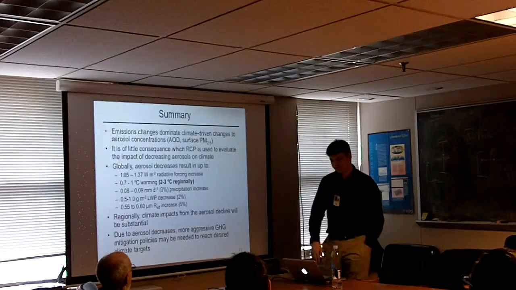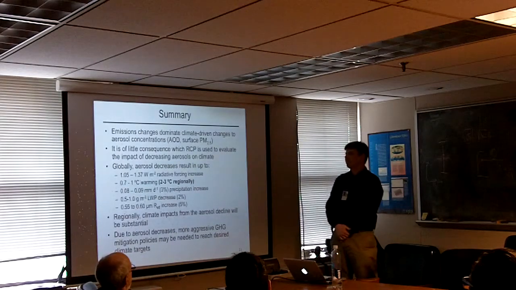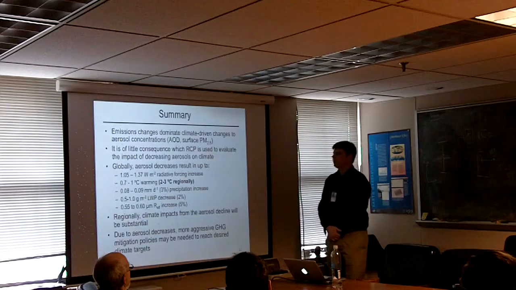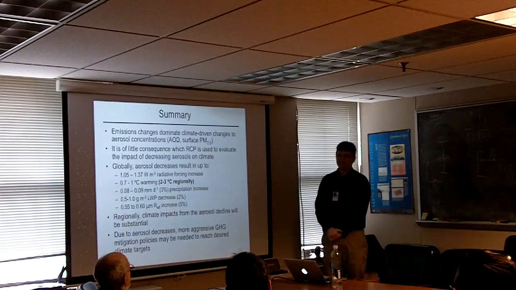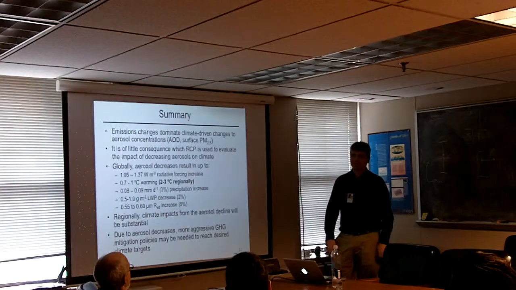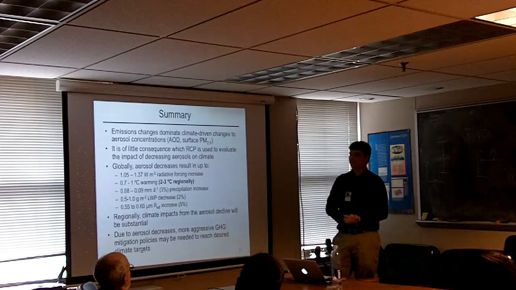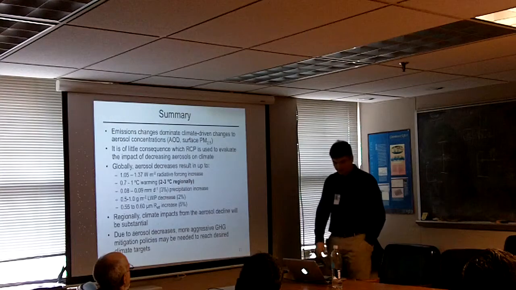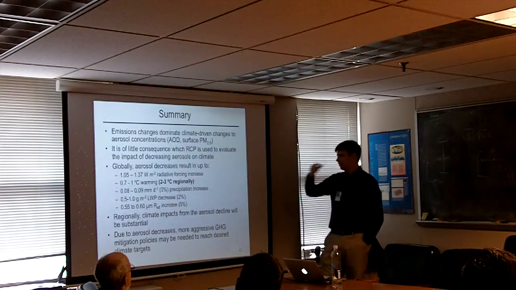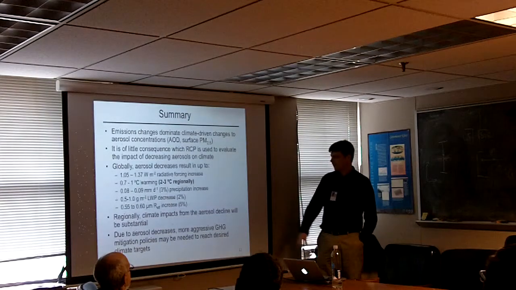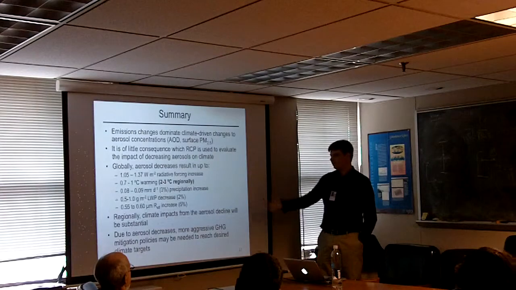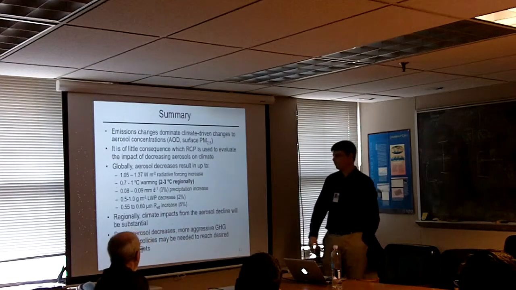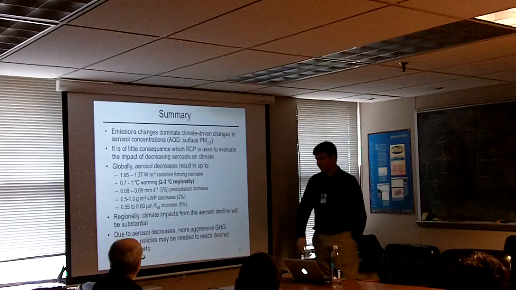All right, to summarize everything: I made the point that emission changes dominate climate-driven changes to aerosol concentrations, and I showed that with both AOD and surface PM. It appears to be of little consequence which RCP is used to evaluate the impact of decreasing aerosols on climate. This is a shortcoming of the RCPs in that they weren't designed very well for air pollution or aerosol-related problems like this. Summarizing the global results: a greater than 1 watt per square meter radiative forcing, up to a degree of warming, 2 to 3 regionally, and modest changes to other things like a 3% precipitation increase, 2% LWP, and 5% effective radius.